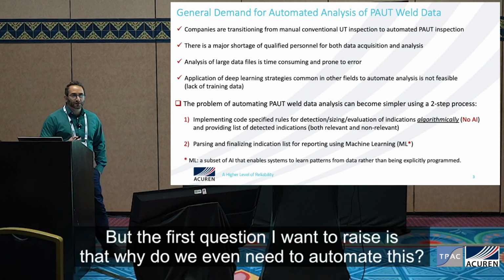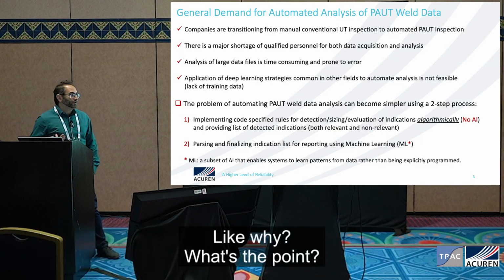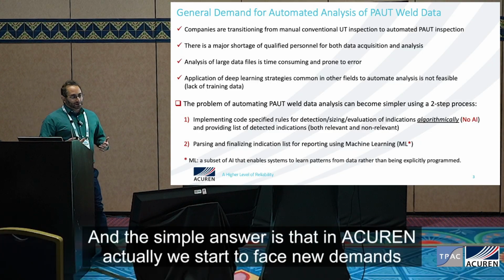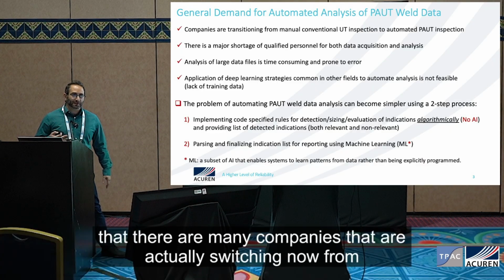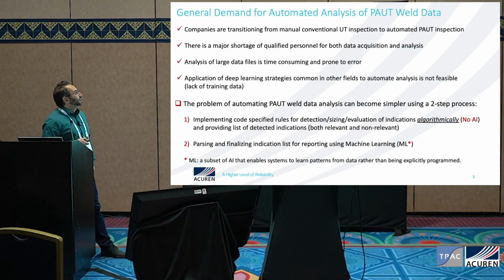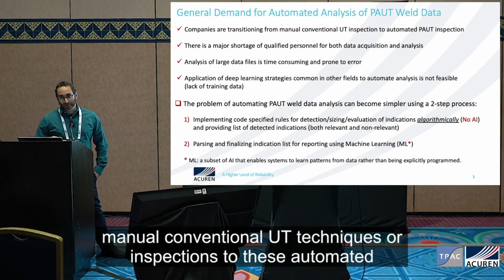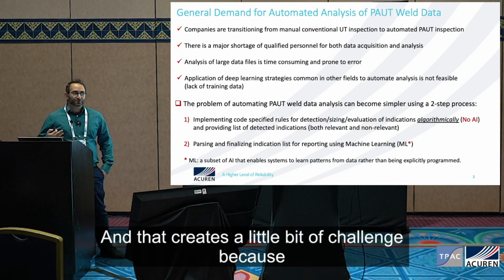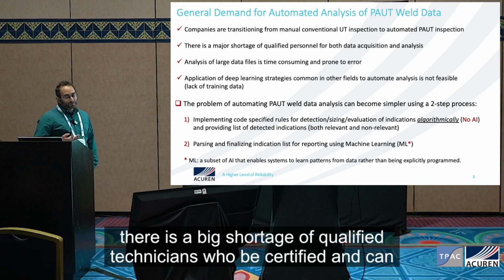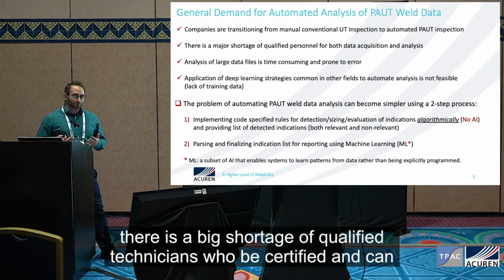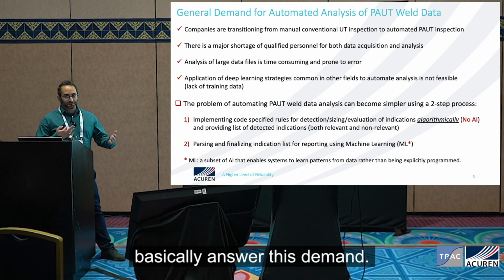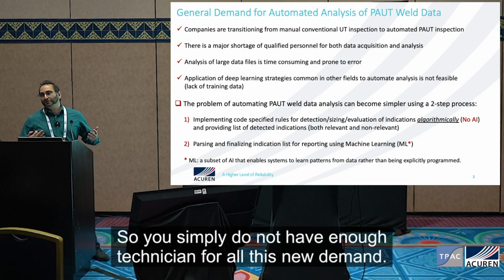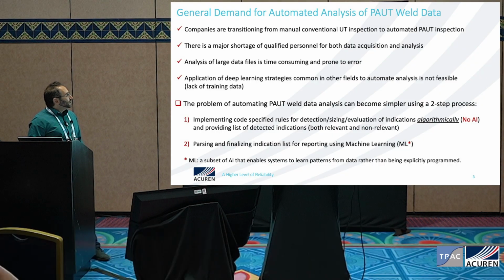So for today, I just want to talk about this automation of phased array data for welds. But the first question I want to raise is, why do we even need to automate this? What's the point? The simple answer is that in Acuren, we are starting to face new demands, as many companies are switching from manual conventional UT inspections to these automated phased array inspections. And that creates a challenge because there is a big shortage of qualified technicians who can be certified and answer this demand. So we simply do not have enough technicians for all these new demands.